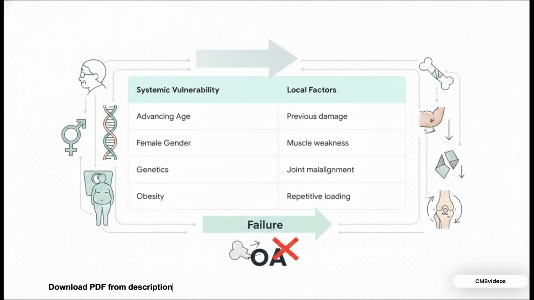So what actually tips the scale into failure? Well, it's a perfect storm. Systemic vulnerabilities, things like advancing age, being female, your genetics, or obesity, meet a local mechanical stressor. Usually a systemic factor requires a local trigger to really initiate the disease. That could be a past knee injury, weakness in the surrounding muscles, or repetitive heavy loading. It's that exact combination, an intrinsically vulnerable joint plus abnormal stress.